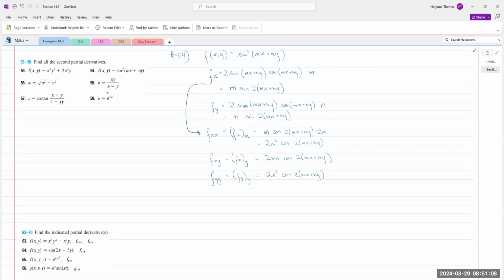We know that is continuous, right? You will see that the mixed partial derivative with respect to xy and with respect to yx should be the same. Let's see. If I do the derivative of this with respect to x, that will give me 2mn cosine of 2mx plus ny. And therefore, it shows Clairaut's theorem.